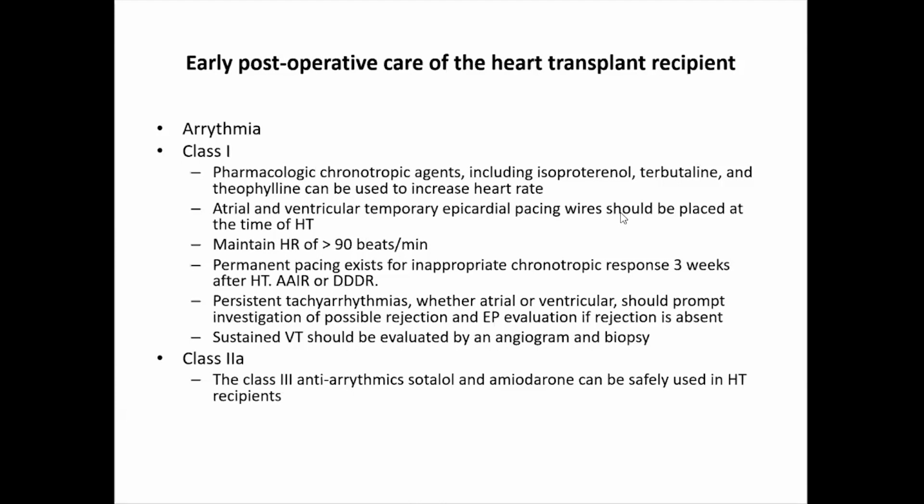And if there's a persistent tachyarrhythmia, or, for example, if they're bradycardic for a long period and there's an inappropriate chronotropic response, some of these patients would need a permanent pacemaker before discharge. And the class 3 antiarrhythmics, amiodarone, you can use for some of these patients. For VT and AFib, we have to be cautious with this patient, but it's reasonable to use.